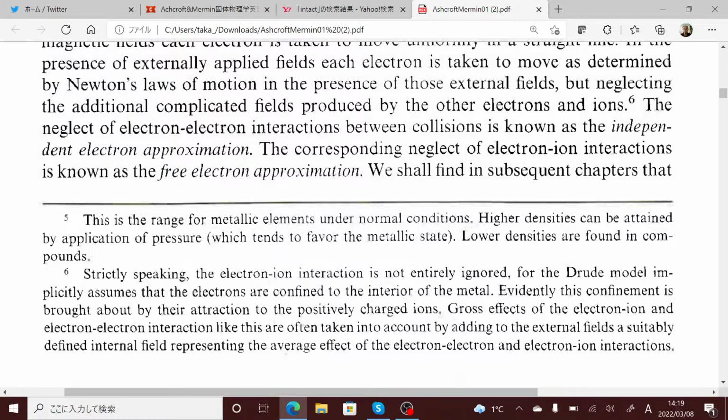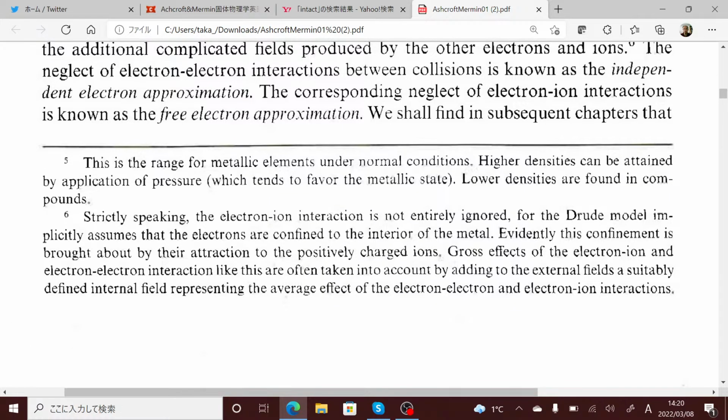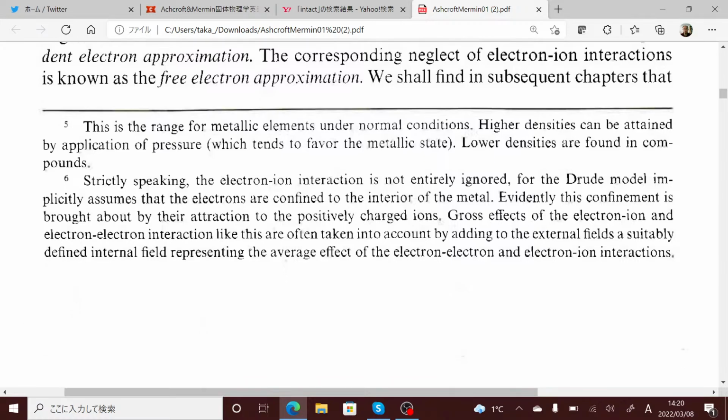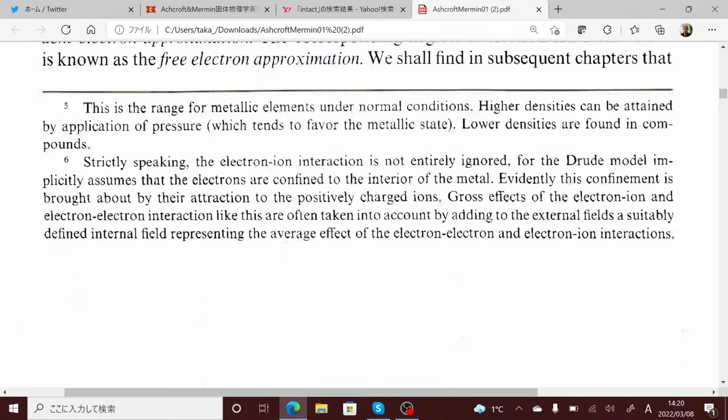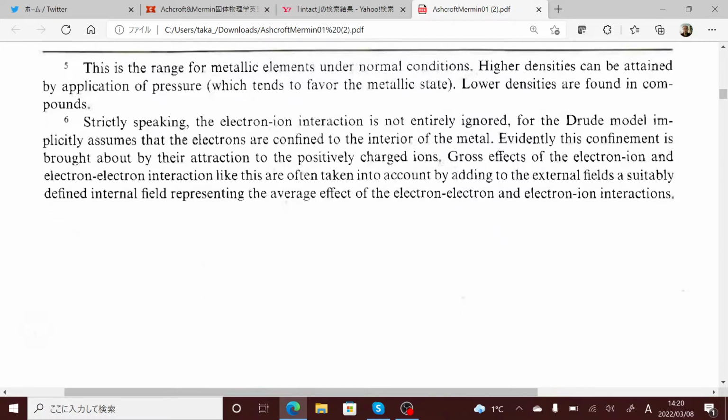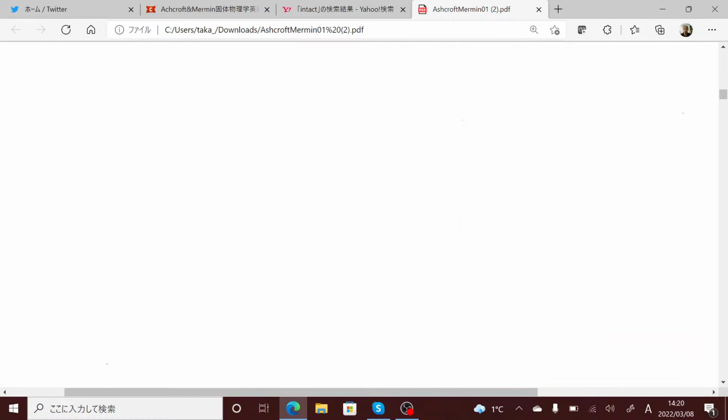Gross effects of the electron-ion and electron-electron interaction like this are often taken into account by adding to the external fields a suitably defined internal field representing the average effect of the electron-electron and electron-ion interactions.